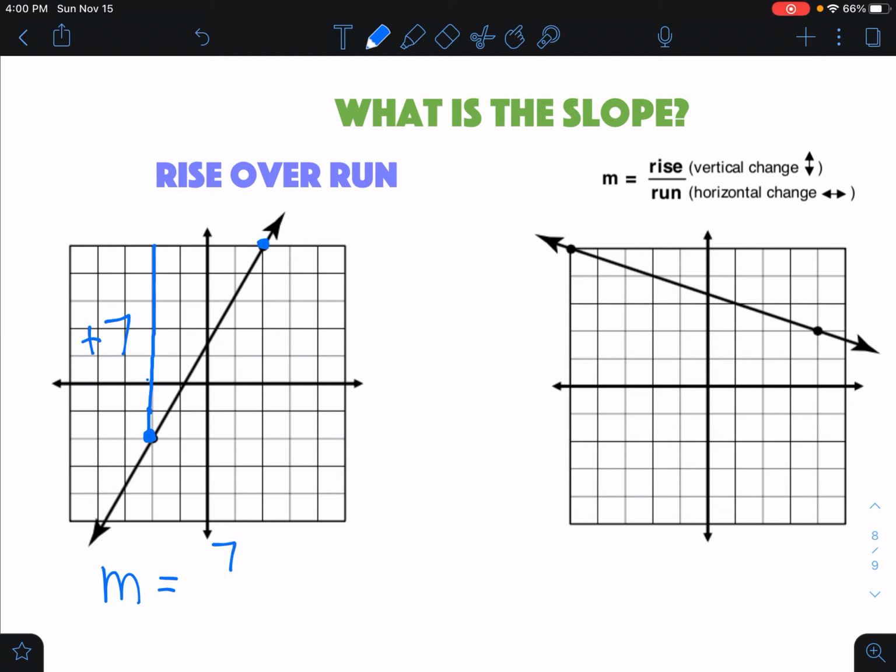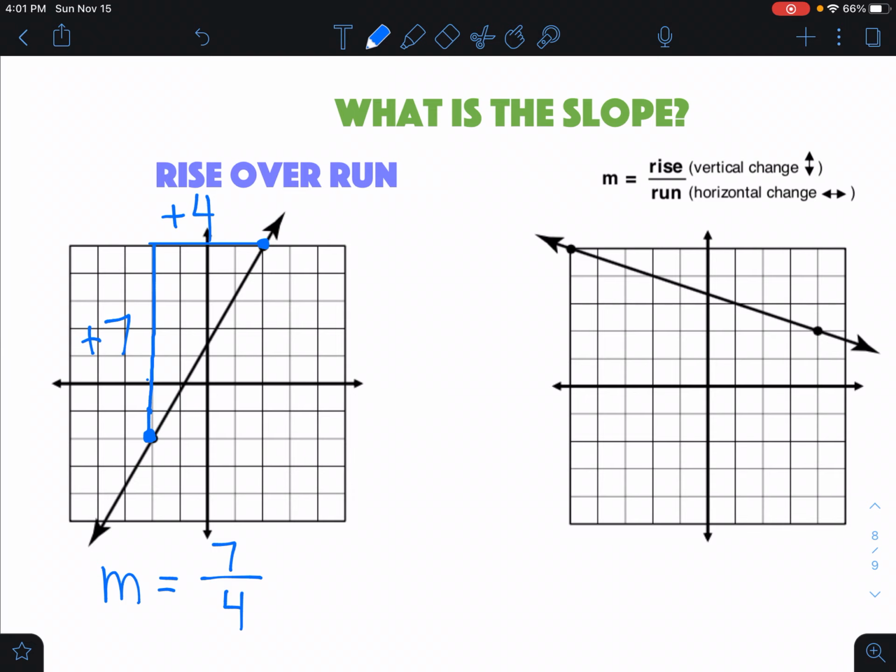Now because I went up, it's positive. So I'm just going to write 7. Remember, when you count up, positive. When you go down, that should be negative. Okay, now from here, I now have to go 1, 2, 3, 4 units to the right. Now whenever I go to the right, remember that's positive as well. So this is 4.